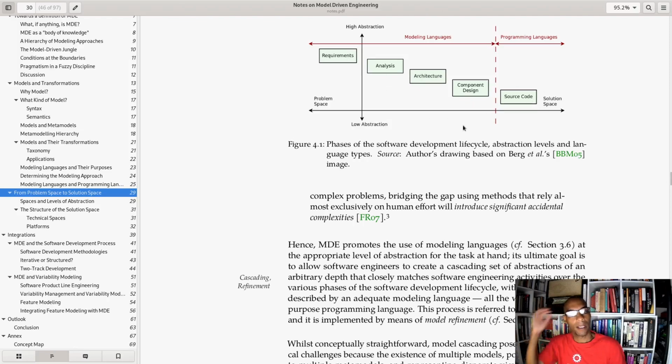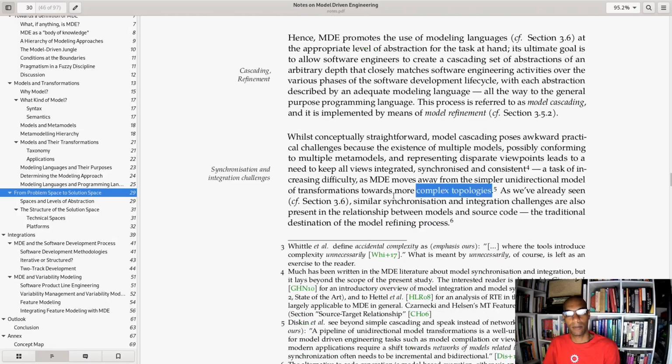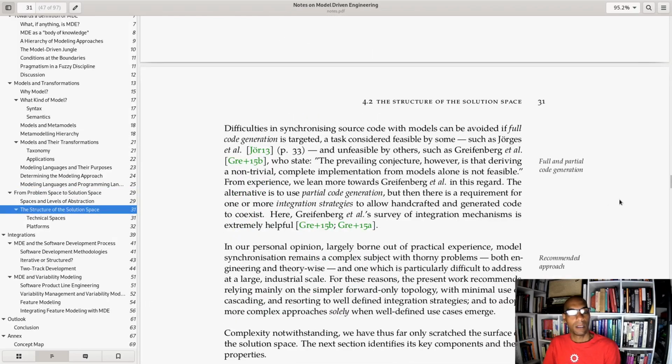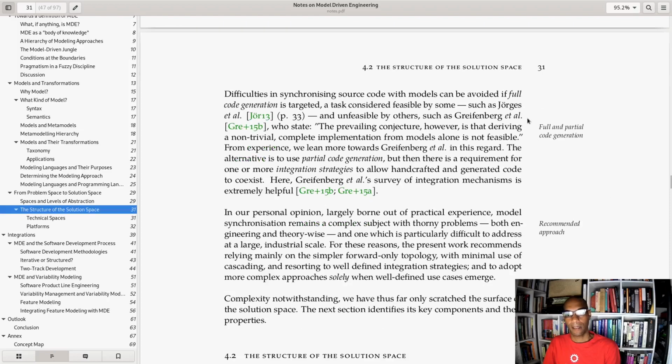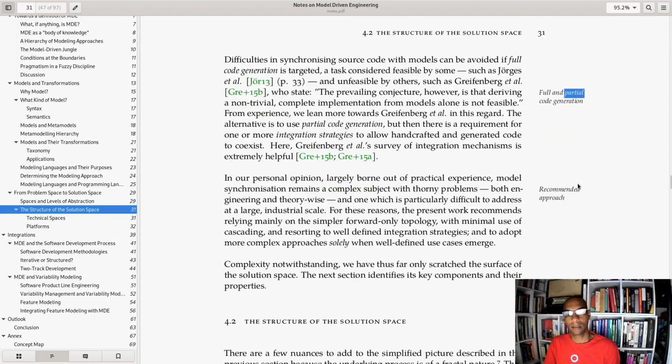So the topology that we're going to use for model cascading is not necessarily a linear, nice topology like this one. It could be much more complex than that. And of course, you can imagine that the purpose of this is at some point to do full or partial code generation. Like I said, behavior is not very easy to model, so that's why partial code generation makes sense.